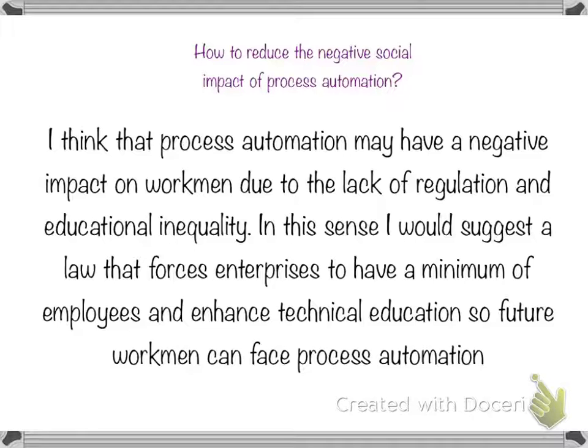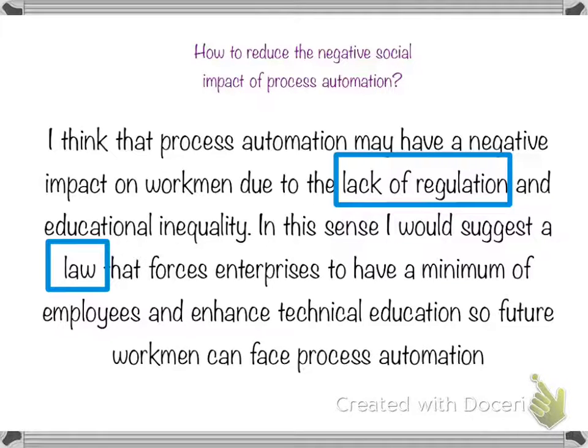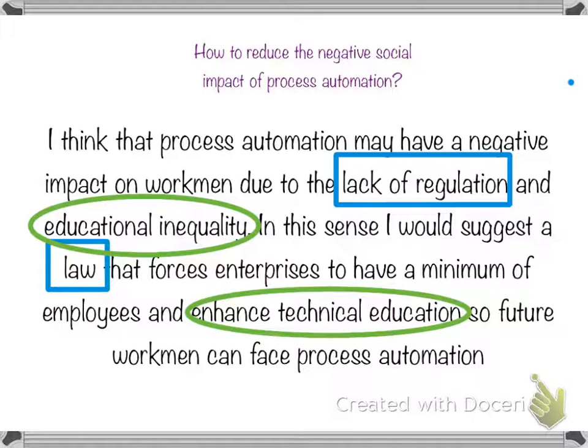As you can see, there is a correlation between the causes of the problem and its solution. We mentioned that the negative social impact of process automation was caused due to lack of regulation. So in the solution, we suggested a law. We also said that it was caused due to educational inequality. Thus, in the solution we suggested that it would be important that the law also forces enterprises to enhance technical education. Furthermore, notice that our solution is centered on the person: a minimum number of employees and education for them.